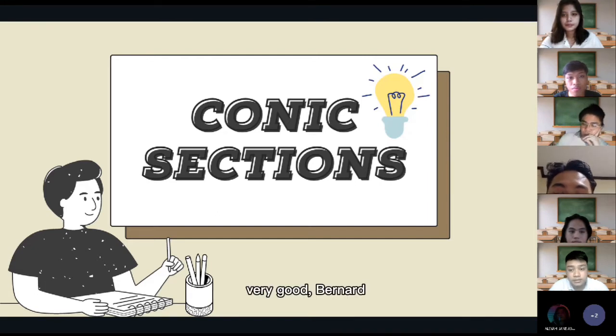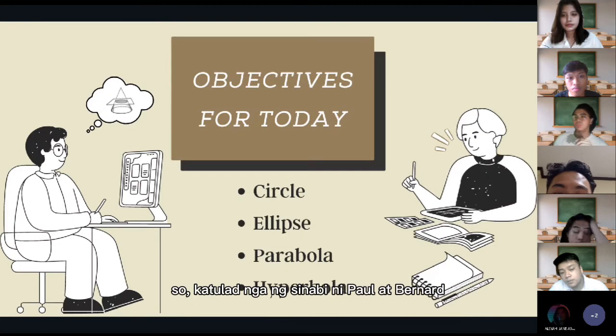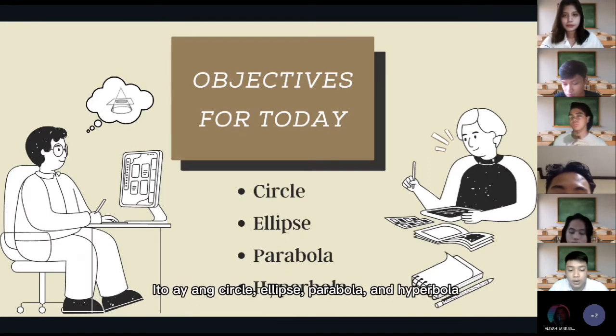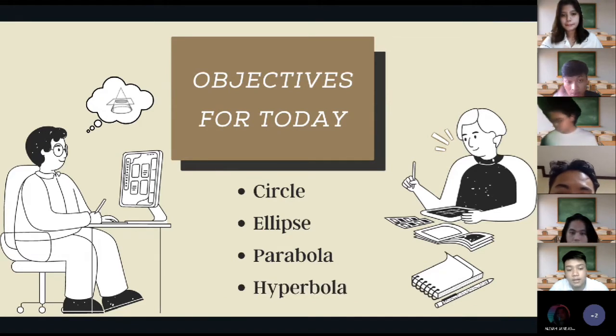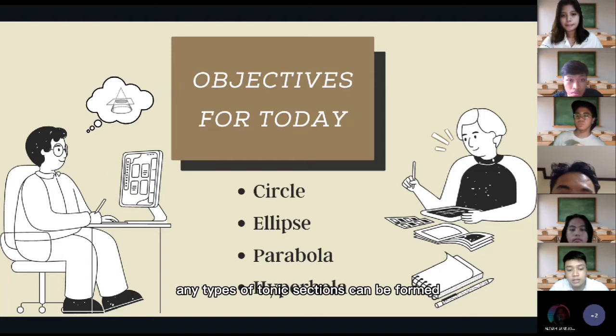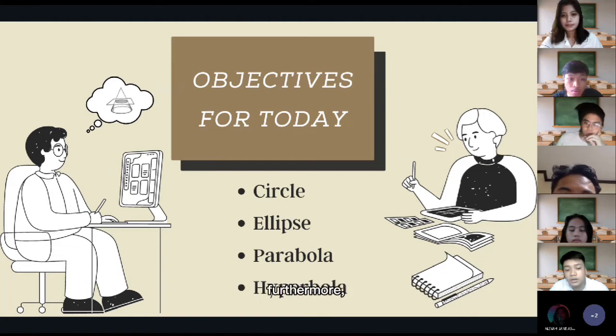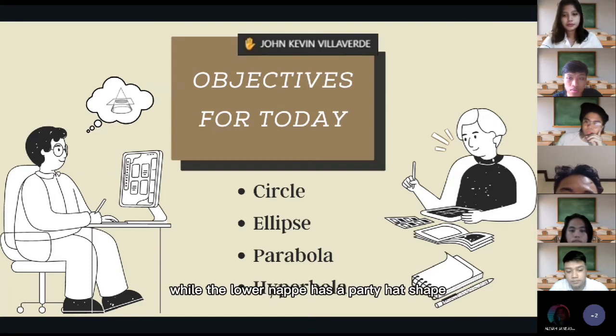Very good, Bernard. So katulad ng sinabi ni Paul at Bernard, ang conic sections ay mayroong apat na uri. Ito ay ang circle, ellipse, parabola, and hyperbola. And these types of conic sections can be formed when you intersect a plane in a right circular cone. Furthermore, a cone has two identical shaped parts called naps. The upper nap has a cone shape while the lower nap has a party hat shape.